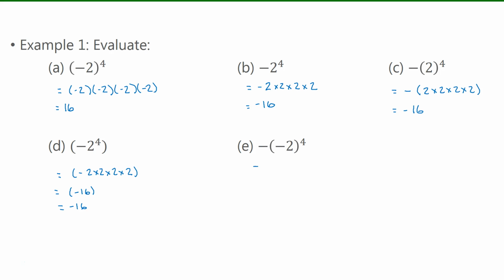Now what we have in E is negative 2 multiplied by itself 4 times with a negative in front. So it kind of looks like A with the extra negative in the beginning. Now we know that this part here worked out to be positive 16, and that negative in the front now makes it negative 16. So even though brackets were in different spots, some turned out to be the same answer in the end, but not all of them. So you got to be careful.